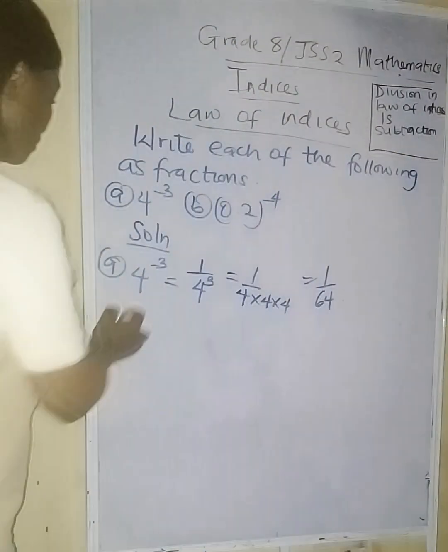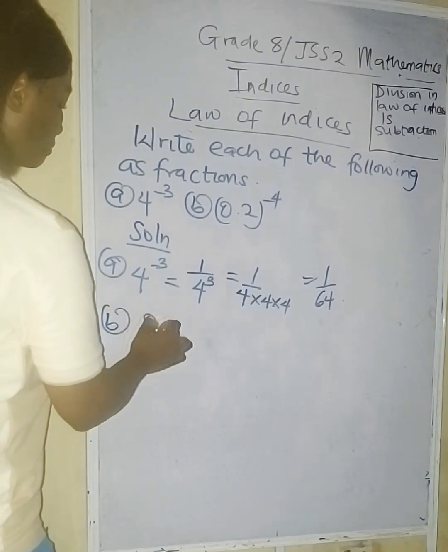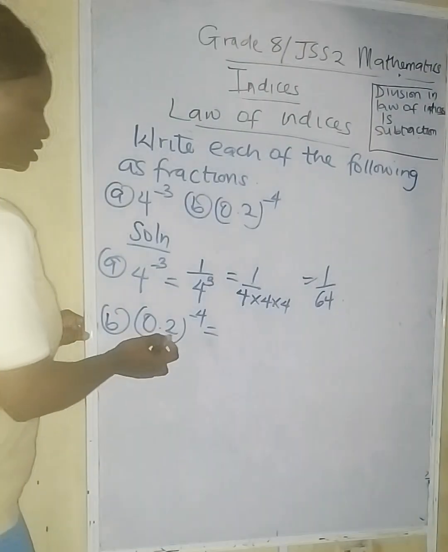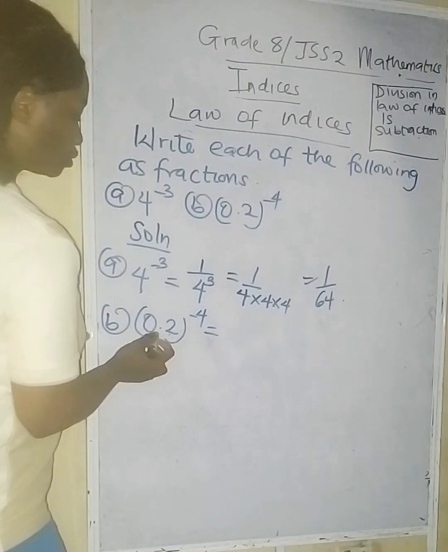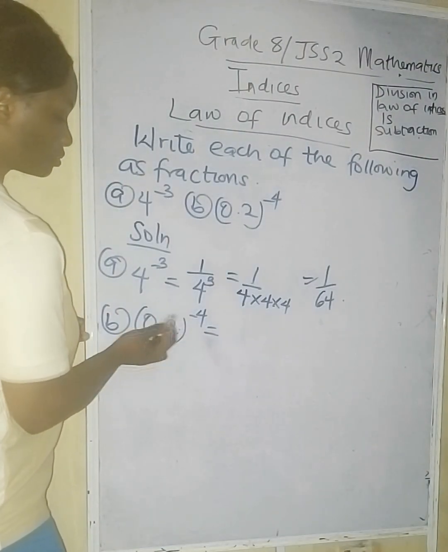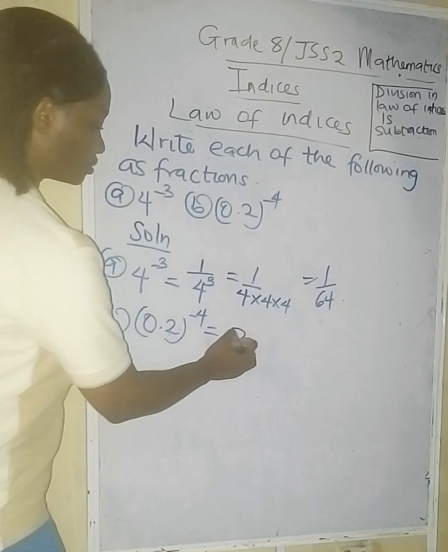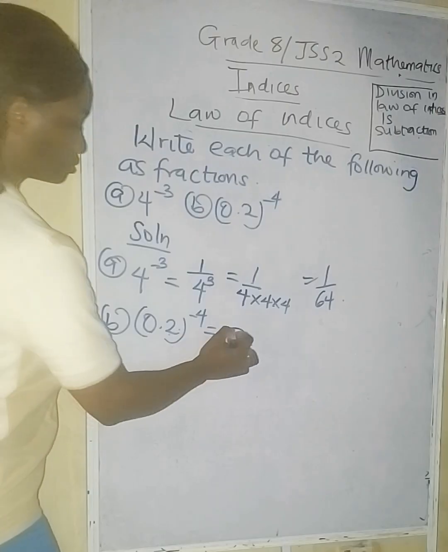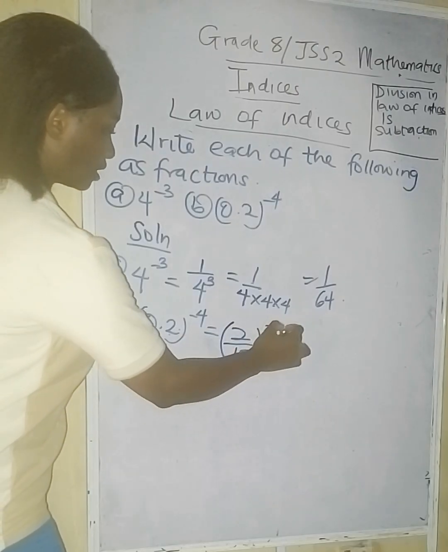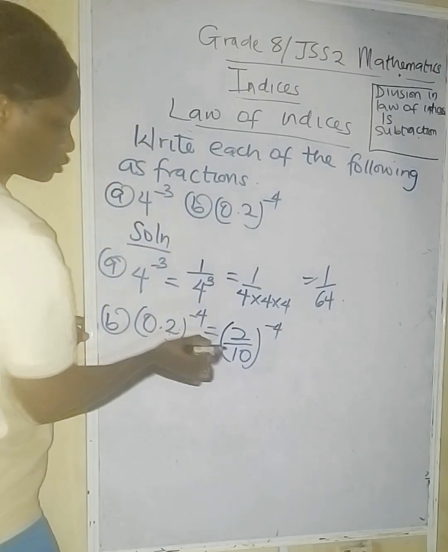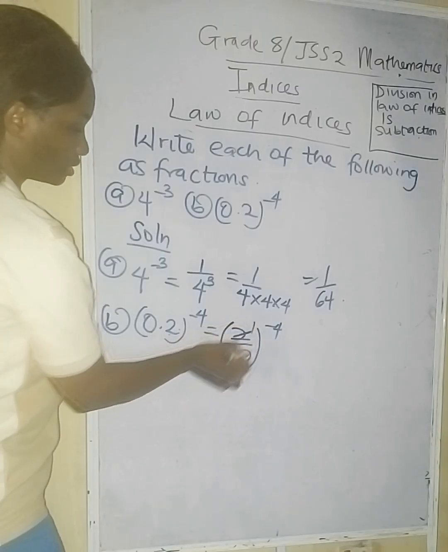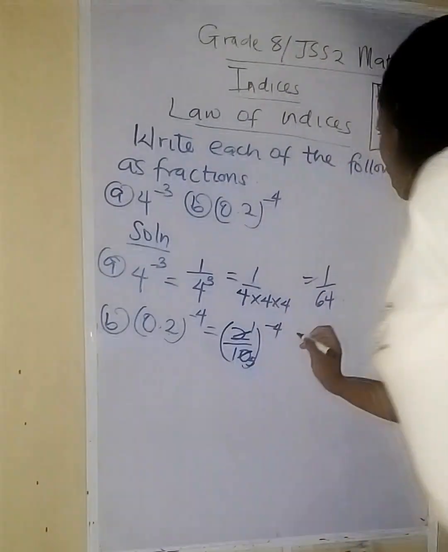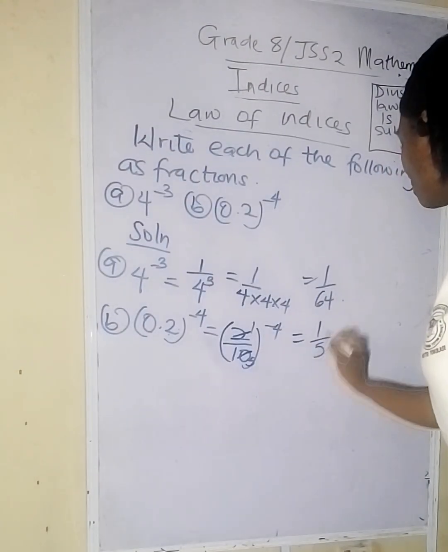So let's do the second one now. So that will be B is 0.2 raised to power minus 4 equals to. So let's change this now. So that will be 2. When you move this point once, that's why it will be 2 divided by 10, because you only move this point once. So that is 2 divided by 10 raised to power minus 4. So now 2 can go. 2 divided by 2 is 1, 10 divided by 2 is 5. So that gives us 1 over 5 all raised to power minus 4.